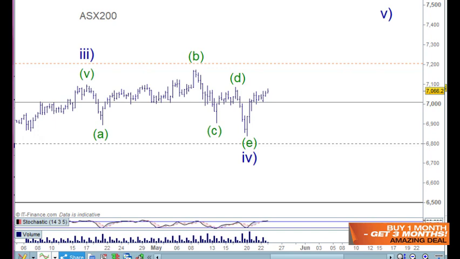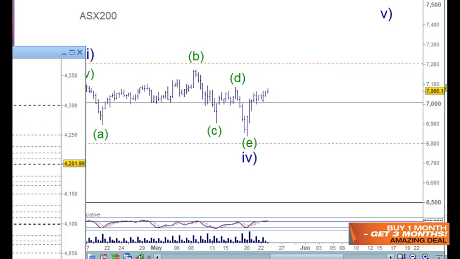This is just a different way to count this particular structure here, as a corrective pattern: an A wave, a B wave, a C, D and E wave here. What I also need to be mindful of is that we've got a count on the US markets that is also bearish. It's just an option really that it can be bearish. So I'm just going to bring that across here for a moment.